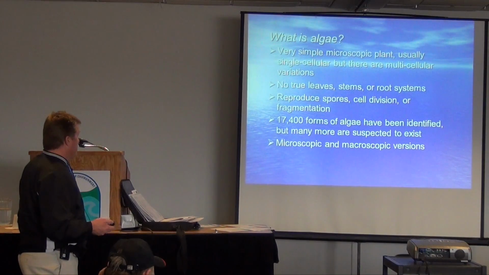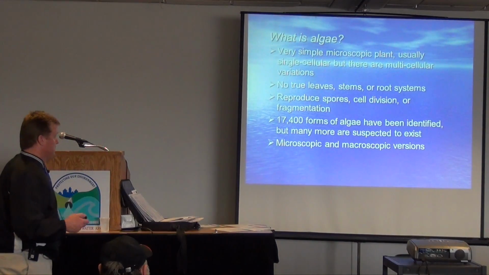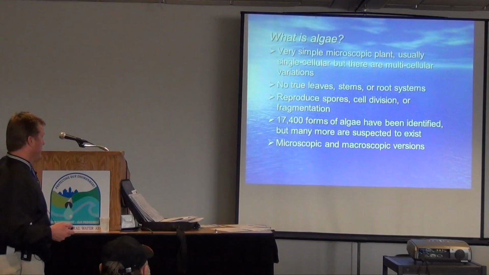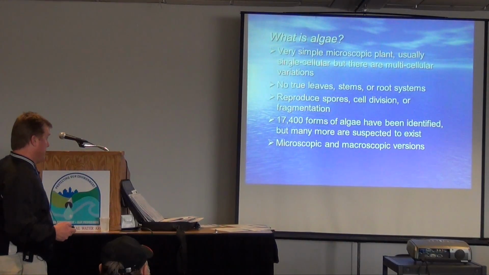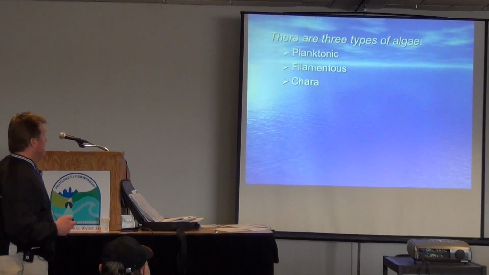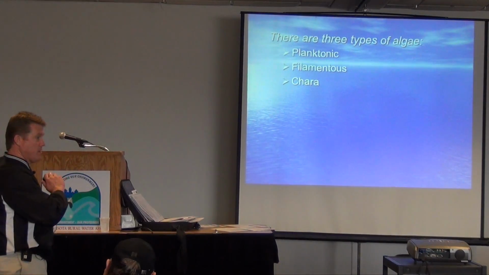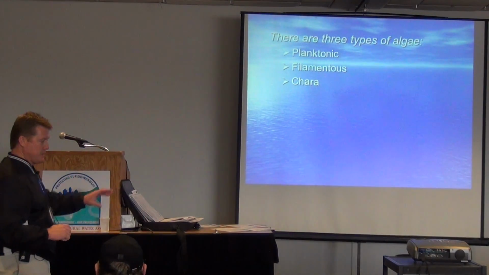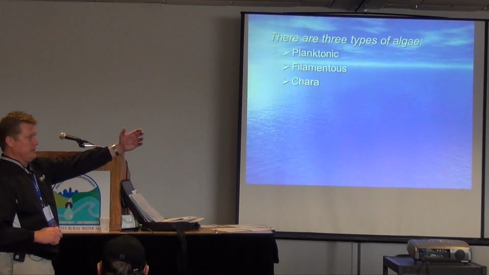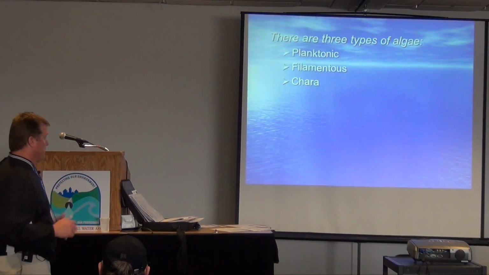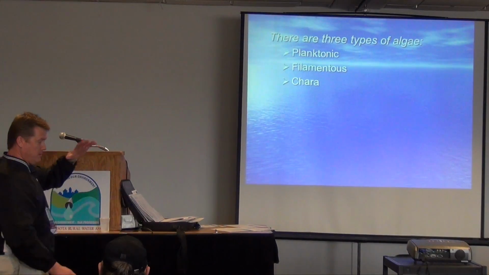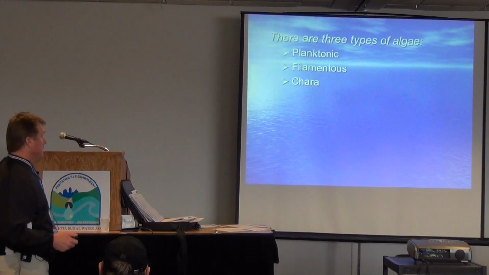It's a microscopic plant. There's no true leaf, stems or roots. It can reproduce by spores, cells or fragments. There's over 17,000 forms of algae, and there are microscopic and macroscopic versions. The three types are planktonic, filamentous, and chara. Planktonic is the one that basically makes the water turn visibly green. If you take a jar of it, it looks like green Kool-Aid, and that's the planktonic algae. That's what's going through the water column and elevating your TSS.